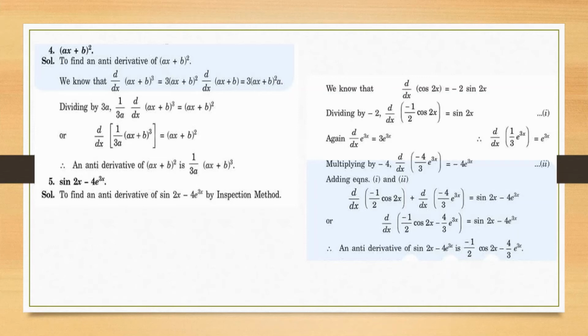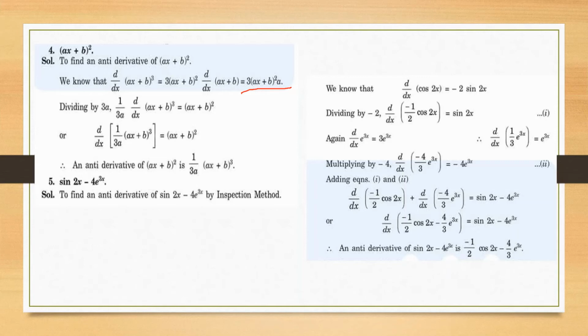So I'll take d/dx of (ax + b) whole cube, which is equal to 3 times (ax + b) whole square, and then d/dx of (ax + b). So what is d/dx of ax + b? It is a, right? So it becomes 3 times, using the power rule, (ax + b) whole square into a. Now divide by 3a.